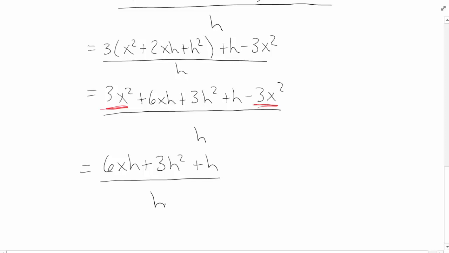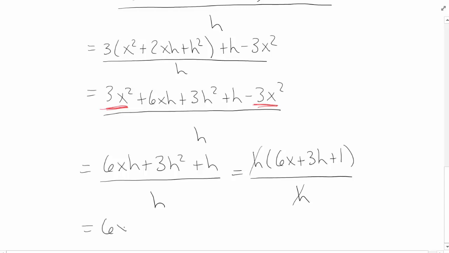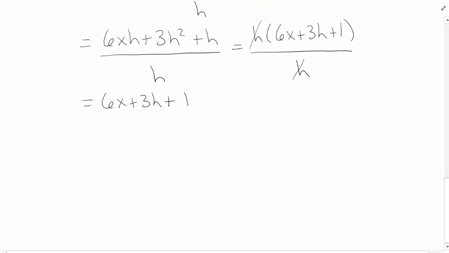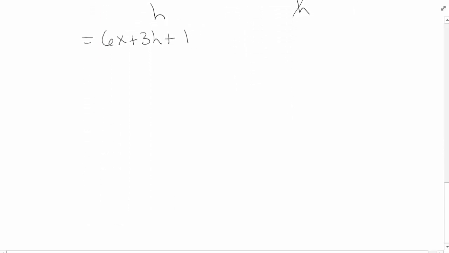Well, now you notice everything in the numerator has an h, so if you factor out an h, you have 6x plus 3h plus 1, all divided by h. Well, now these are multiplied, so I can cancel out these h's, and I am left with 6x plus 3h plus 1. I don't know about you, but that's about as simple as I can get it. So that is the difference quotient simplified down for the function that I had.